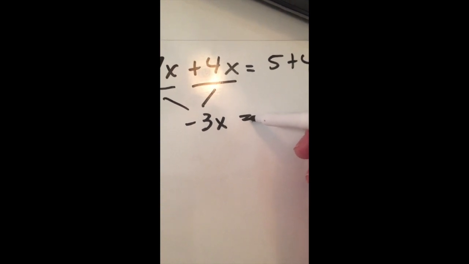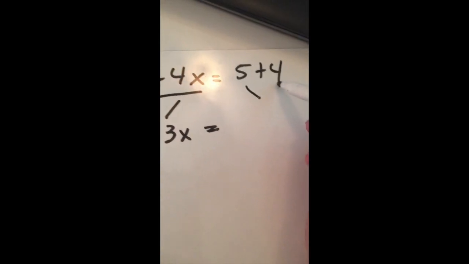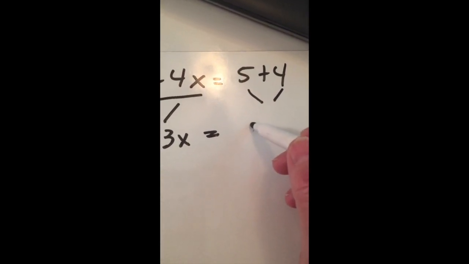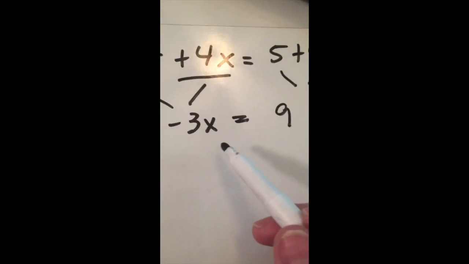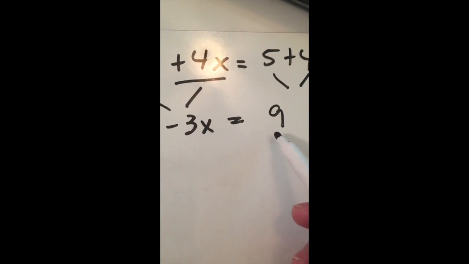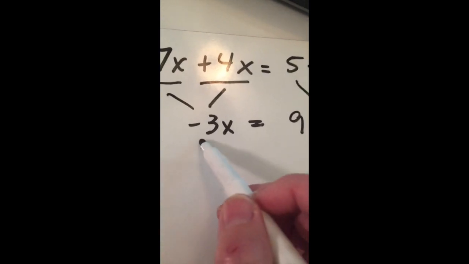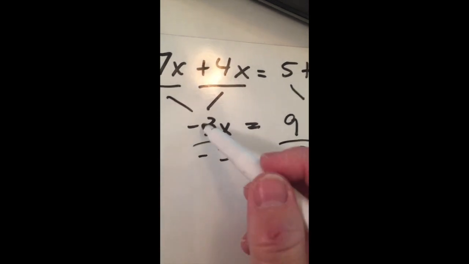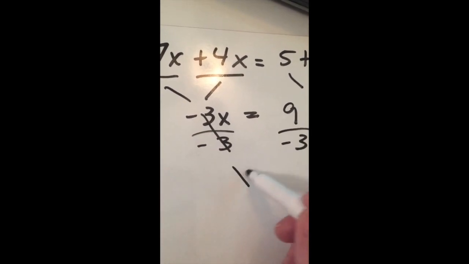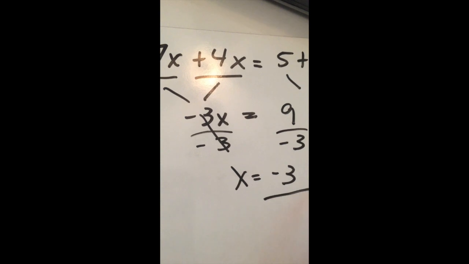We're going to bring down our equal sign. We have 5 plus 4, which gives us 9. So now we have a one-step equation. Negative 3x equals 9. Okay, we're going to divide both sides by negative 3. That's going to cancel. We get x equals negative 3.